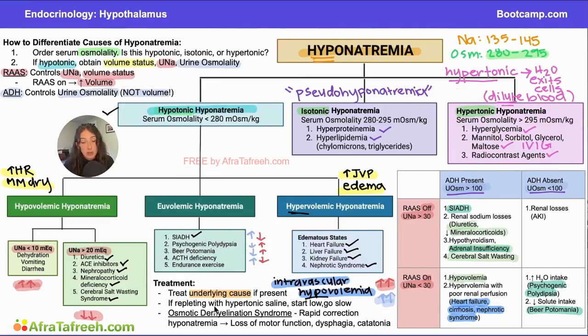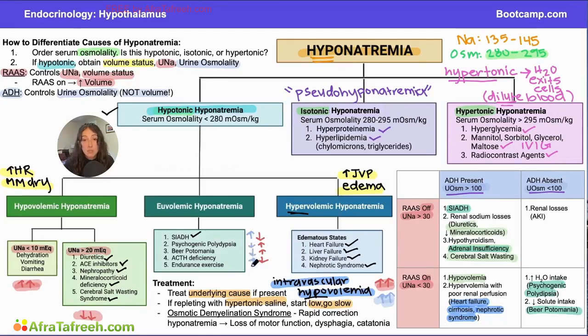If we do determine that we are going to fix their hyponatremia with normal or hypertonic saline, it is incredibly important that we start at a low dose and we go slow. And that is because we want to avoid at all costs the devastating outcome of osmotic demyelination syndrome. Osmotic demyelination syndrome occurs when we have had someone usually who's been hyponatremic for a very, very long time.